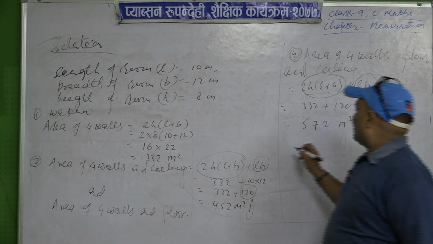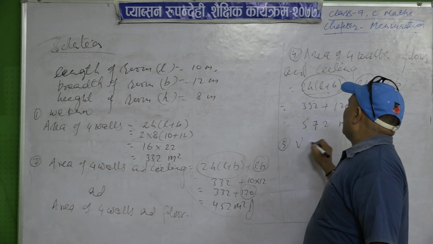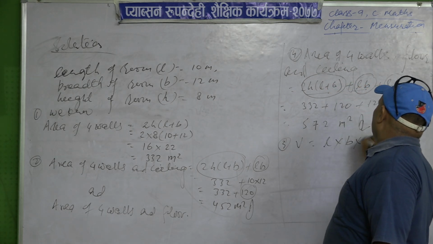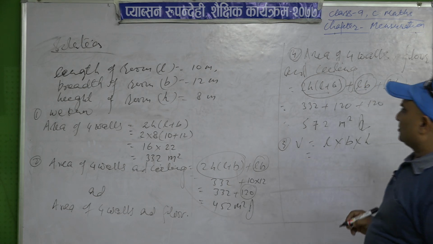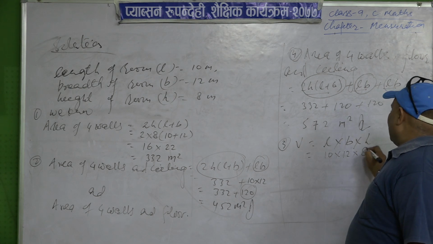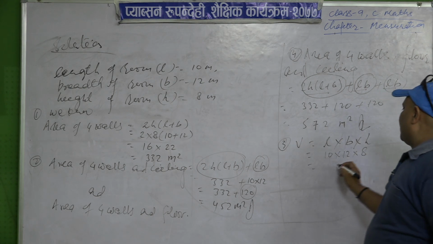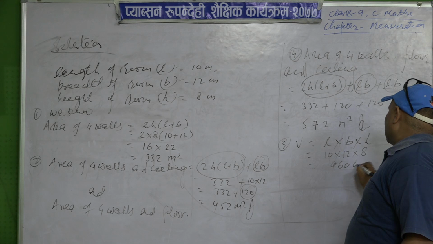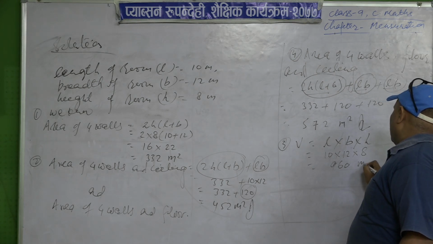Okay, now 5, come to the volume. Volume is also very easy, L into B into H. Volume of the room is 10 into 12 into 8. Now multiplied, it will be 960 meter cube.